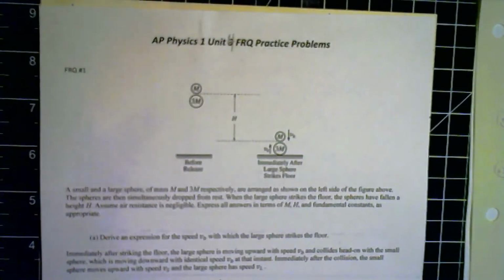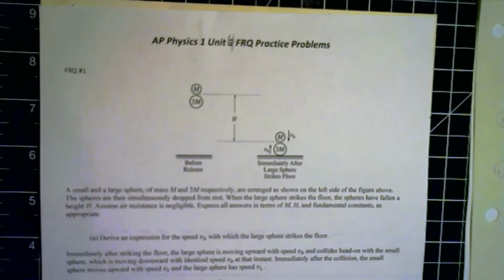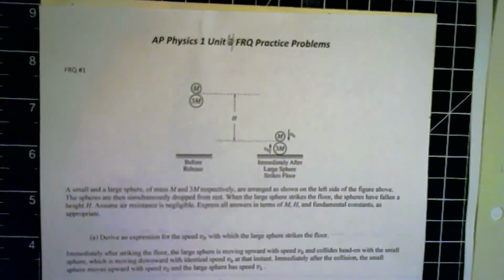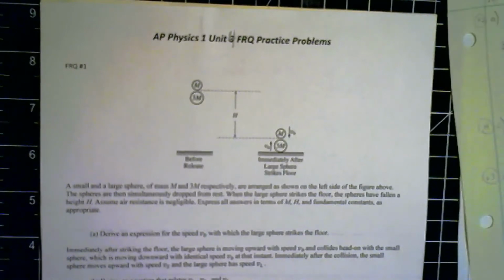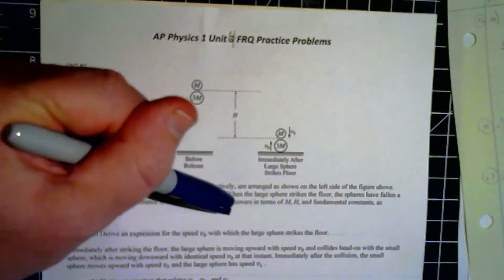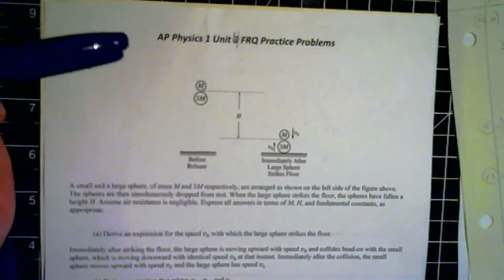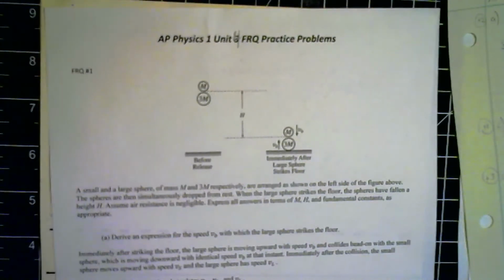Now it says that they're simultaneously dropped from rest, and usually you would assume that the air resistance is irrelevant on this. You would also assume that the acceleration due to gravity is g. And it tells us that specifically we need to express all our answers in terms of capital M, capital H, and fundamental constants as appropriate. So question A is pretty straightforward.